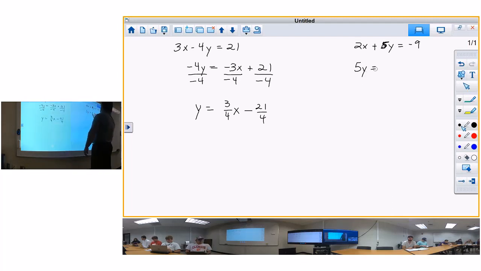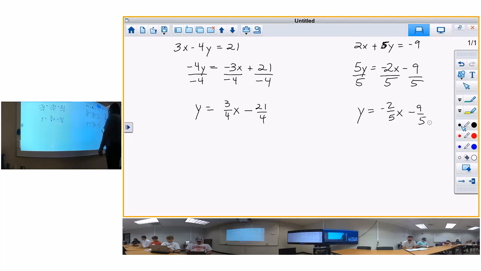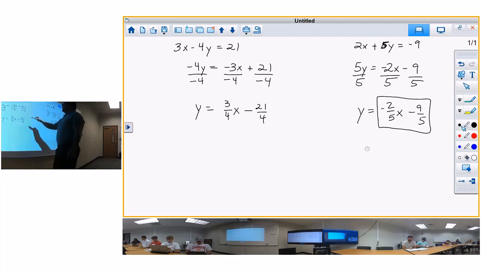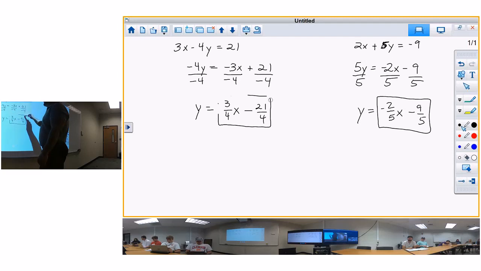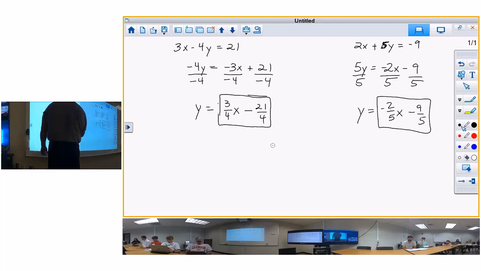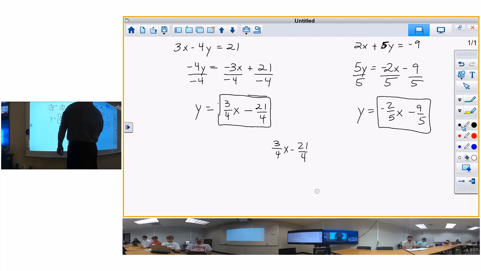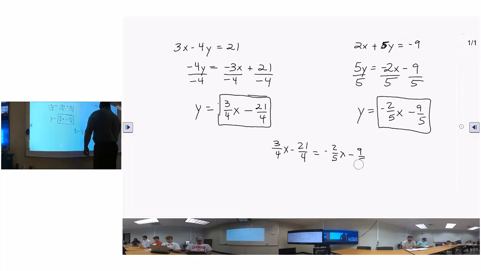5y is equal to negative 2x minus 9. Divide by 5. Y is equal to negative 2/5 x minus 9/5. So set these two equal to each other. And that's going to be 3/4 x minus 21/4 equals negative 2/5 x minus 9/5.